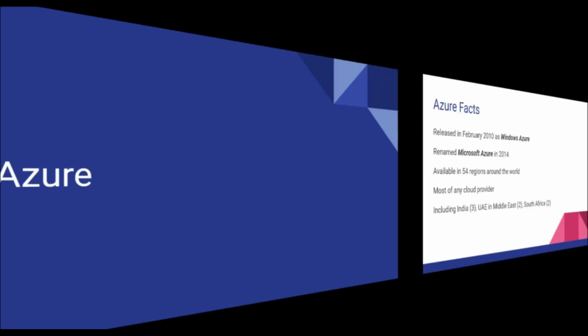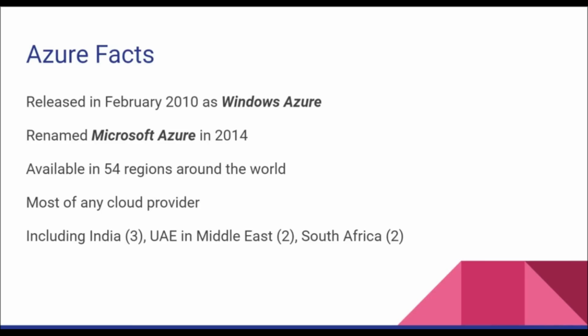So let's get back to this high-level overview of Microsoft Azure, of cloud computing. We've seen how powerful it can be. Microsoft Azure first came out in February 2010 to the public as Windows Azure. And in 2014, it was renamed to Microsoft Azure.